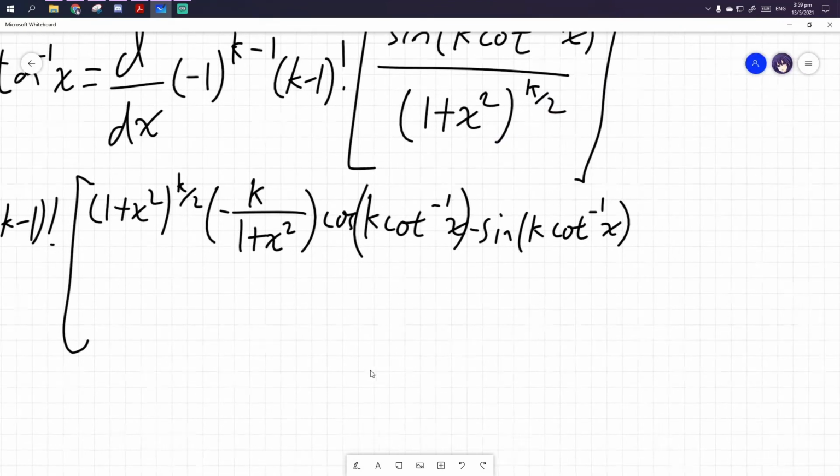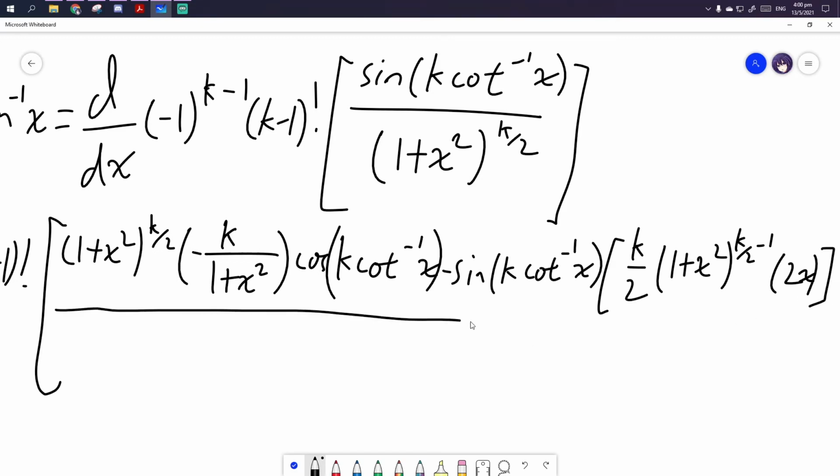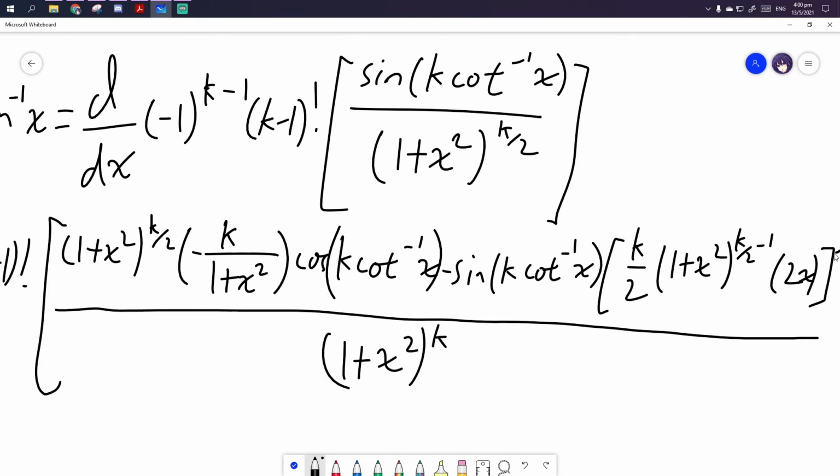Oh my god, this pen is not very good. Alright. And now we differentiate (1 plus x squared) raised to the power of k over 2, and we will get k over 2 times (1 plus x squared) to the k over 2 minus 1, and then the derivative of the inside is 2x, so chain rule. And this whole thing is divided by (1 plus x squared) to the power of k, because we must square the denominator when we do quotient rule.